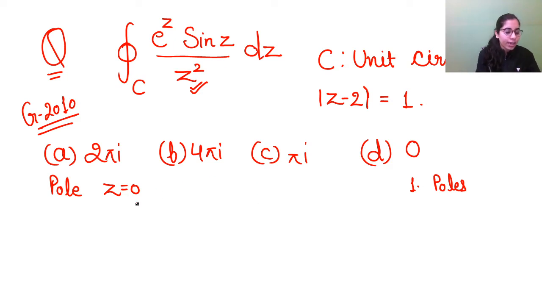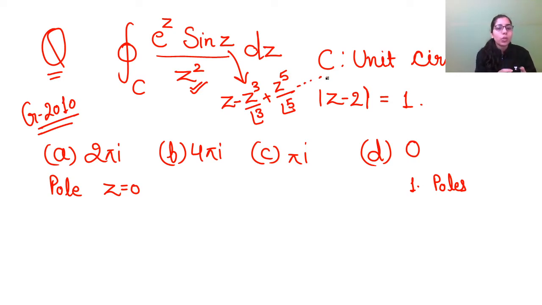So guys, this z is equal to 0, if I am going to consider this pole, what is the order of this pole? If you consider it from here and write the series of sin z, what is the series of sin z? Basically z minus z cube upon factorial 3, plus z to the power 5 upon factorial 5 and so on. So I'm telling you about points which you may not have to use here, but these are the points related to this question.